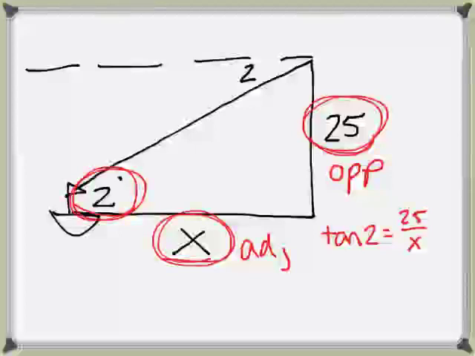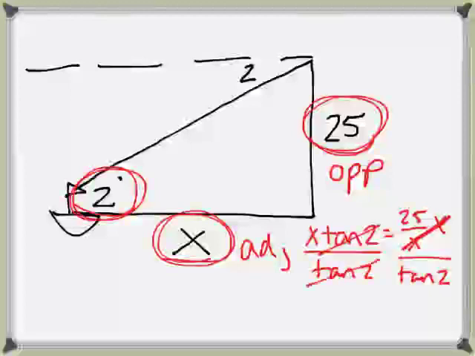We had this happen in some of our problems last night as well, where the variable's on the bottom. It's a little trickier to solve, but not impossible. It just takes 2 steps instead of 1. We're going to multiply both sides by the x. And that clears the fraction, but the x is still not alone. So to get the x alone, we divide by the tangent of 2.